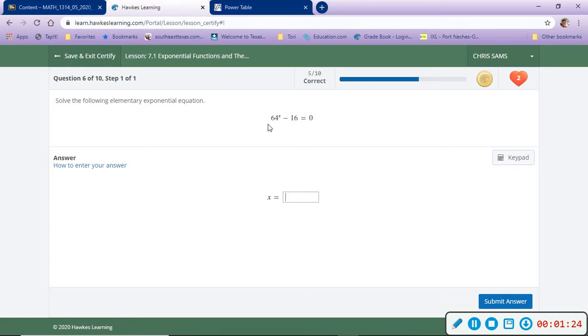So what we have here is 64 and 16. There's actually two ways that this can be done. 64 can be written as base 2 or base 4, and either way it works. So I'm going to show you 64 and 16.